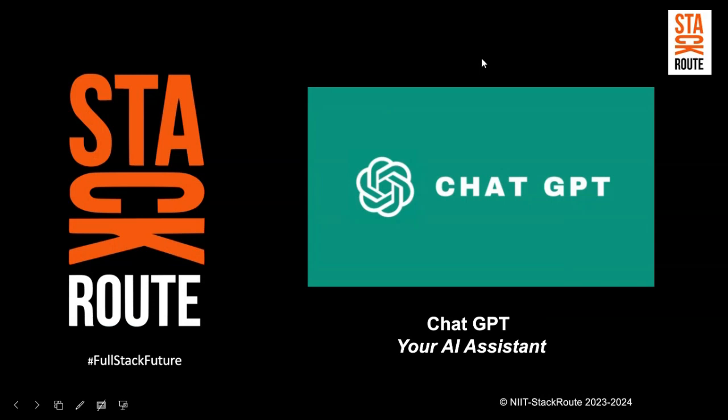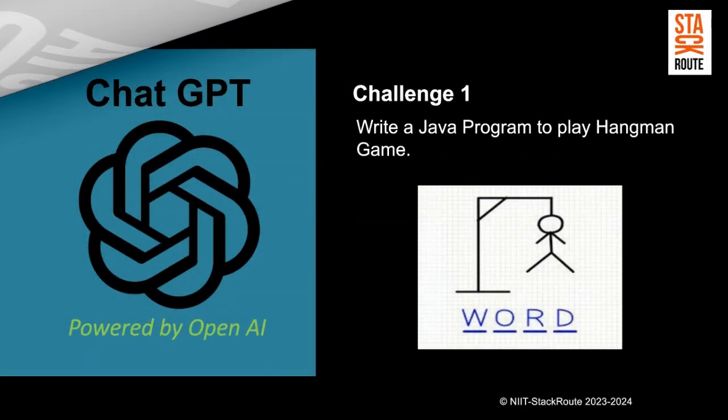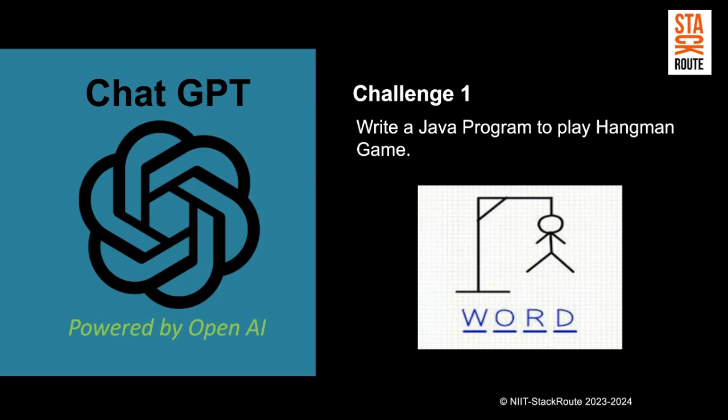Hi everyone. Today we'll be demonstrating designing simple games in Java using ChatGPT, an AI language model developed by OpenAI based on the GPT, that is Generative Pre-trained Transformer Architecture. So let's get started. For our first example, let us use it to play a simple game, Hangman.